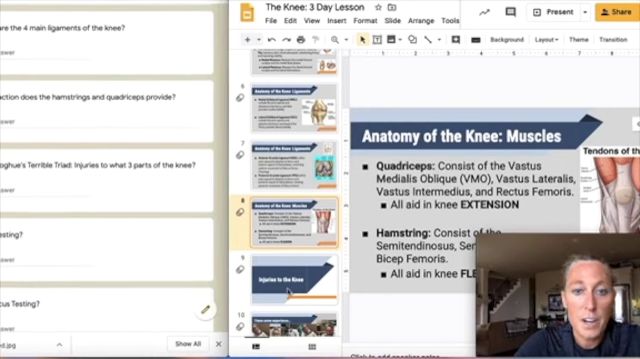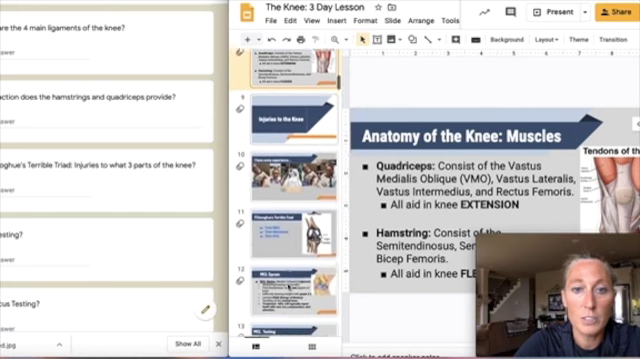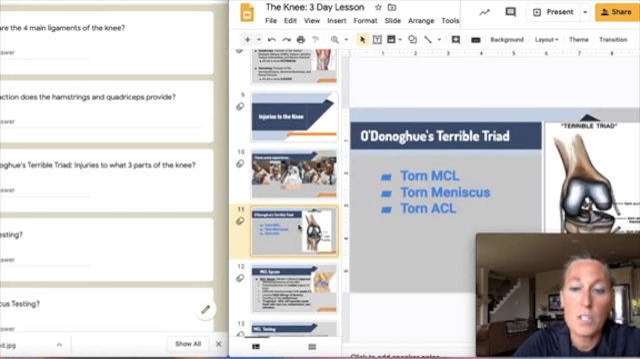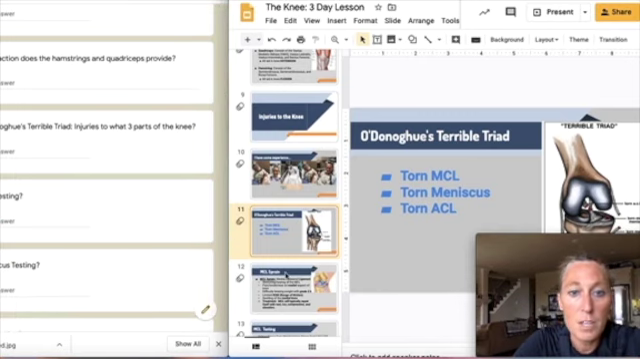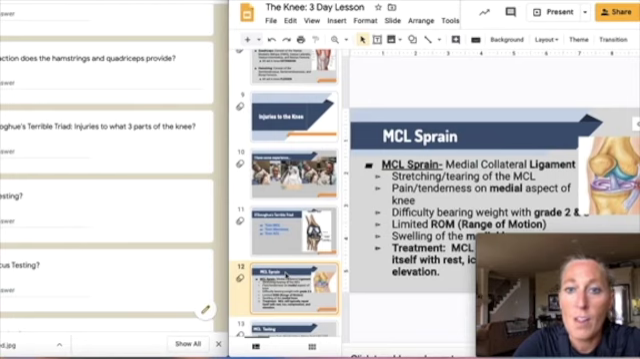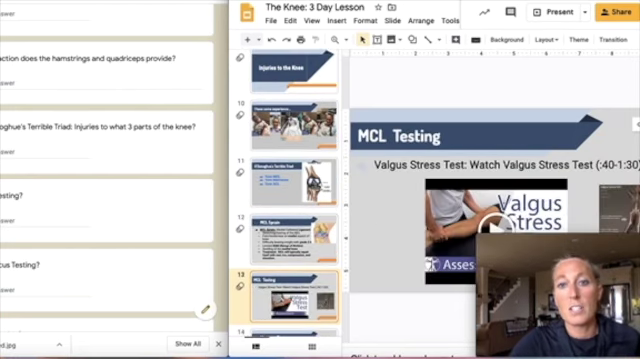O'Donoghue's triad. Scrolling on a little further. O'Donoghue's terrible triad is a torn MCL, a torn meniscus, and a torn ACL. MCL testing. MCL, or the medial collateral ligament. I believe MCL testing is our next slide.